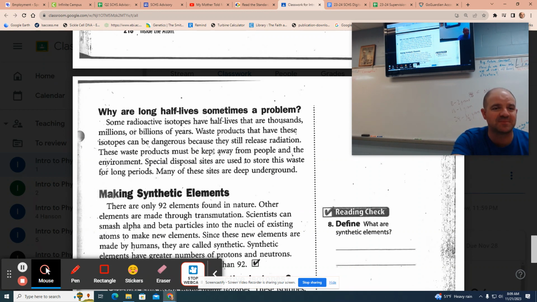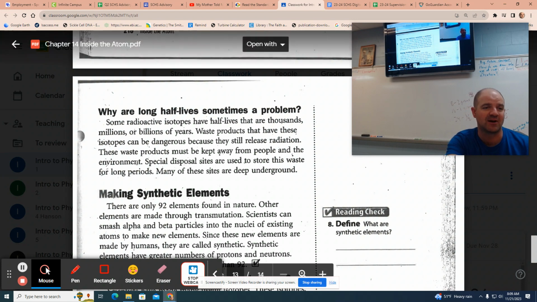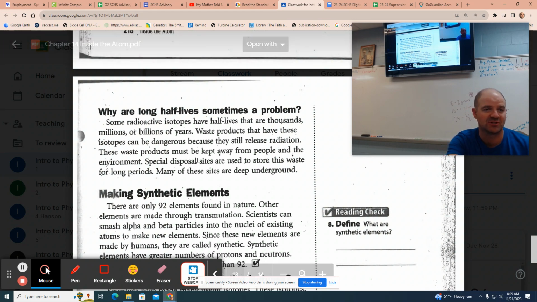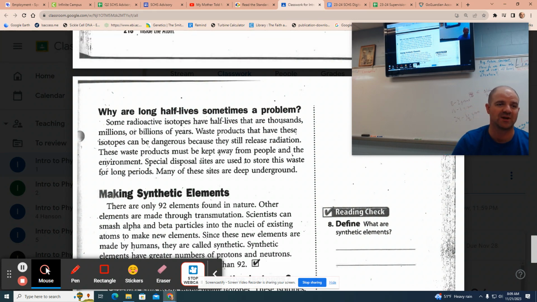these waste products must be kept away from people and the environment. Special disposal sites are used to store this waste for long periods. Many of these sites are deep underground. So, for example, our nuclear reactors, the waste is radioactive. And you can't just put that stuff anywhere because it could hurt somebody or something or some animal.